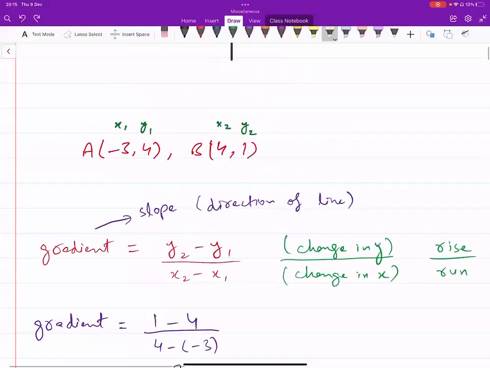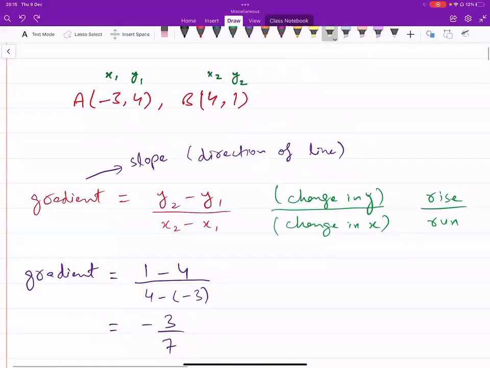Then you need to know about the gradient of the line joining 2 points. This is the formula for the gradient of the line joining 2 points: y2 minus y1 over x2 minus x1. You'll see different names being used. For example, you'll see the word slope being used for the gradient as well. Essentially, what is gradient telling you? Gradient tells you the direction of a line. You can call this change in y over change in x. You can call this rise over run. You're familiar with all those different things.